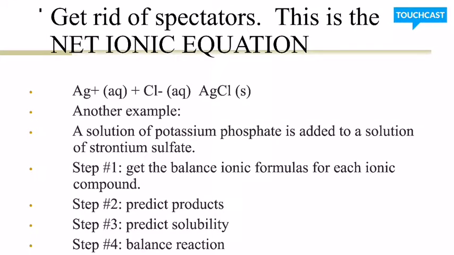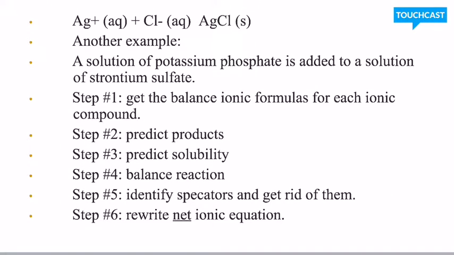So here's just a summary of how to do those net ionic equations one more time. So here's a separate example. You have, let's try it together, potassium phosphate being added to a solution of strontium sulfate. Step number 1 is to get that balanced formula for all of the formulas and predicting your products. Then, that's step number 2. And then step number 3 would be to go through and predict your solubility, make sure you balance that reaction, identify your spectator ions and get rid of them, and then just rewrite whatever's left, and whatever's left is your net ionic equation.